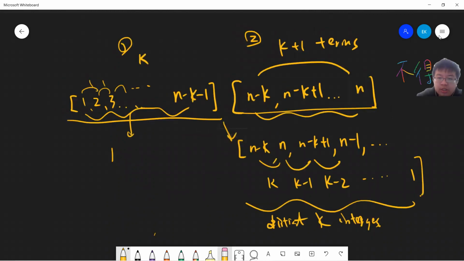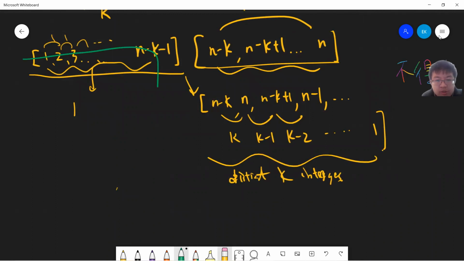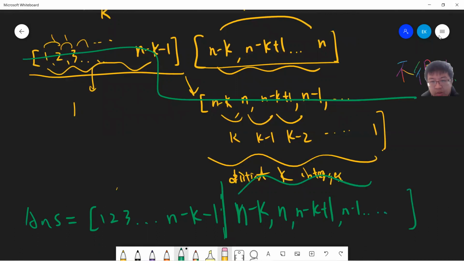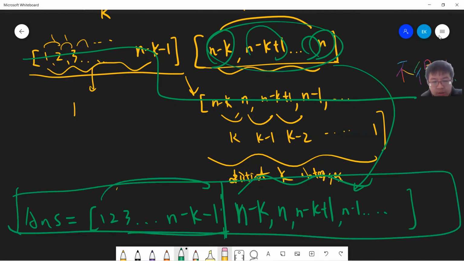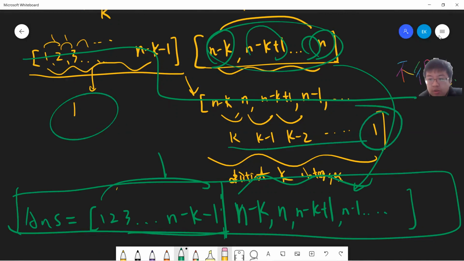So the answer is this. One answer is 1, 2, 3, up to n minus k minus 1, and then the permuted part: n minus k, n, n minus k plus 1, n minus 1, and so on. Somebody gives you a list, you just build this zigzag part and concatenate it with the first part, 1, 2, 3, up to n minus k minus 1. This produces 1 from the first part and k from the second, and the 1 and 1 are the same, so in total we have k distinct integers.